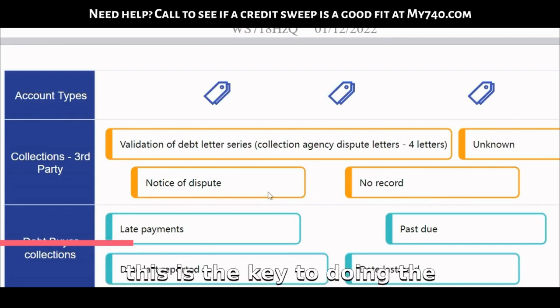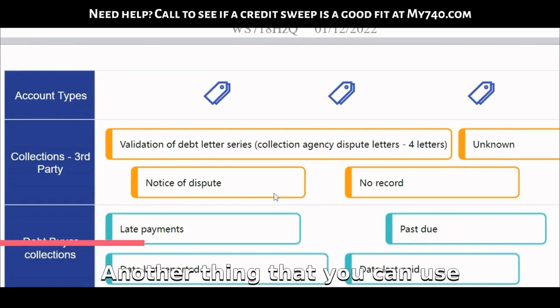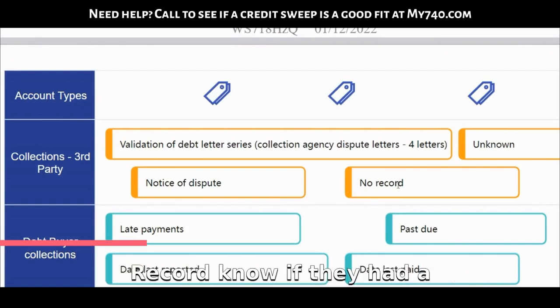Now, this is the key to doing the validation of debt series, because on letter 3, we're using this magic key. I care about the fact that you didn't put the required notice of dispute within 30 days, and now you're in violation and this account needs to be removed. Another thing that you can use is proving that they have no record. Now, if they had a record of this account, then obviously they would have been able to furnish documentation to validate the debt, and they never do.